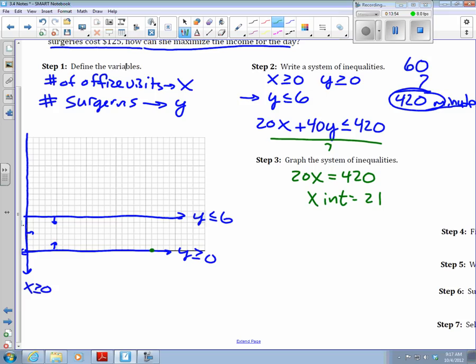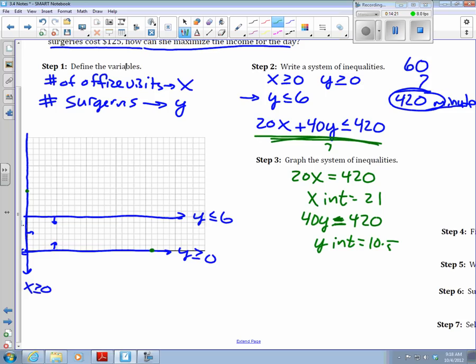My y-intercept, well, I'm going to plug 0 in for x, and that's going to give me 40y less than or equal to 420. Well, it goes in there 10.5 times. Say equals. So my y-intercept is 10.5. We got 1, 2, 3, 10, right about here.